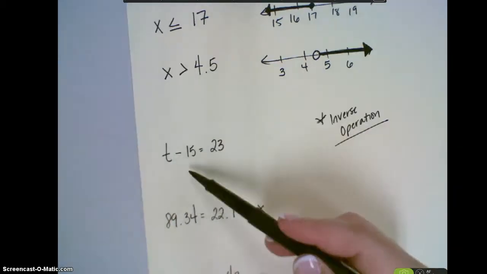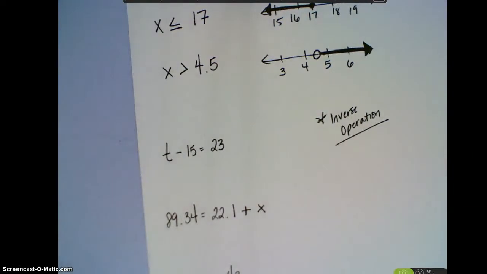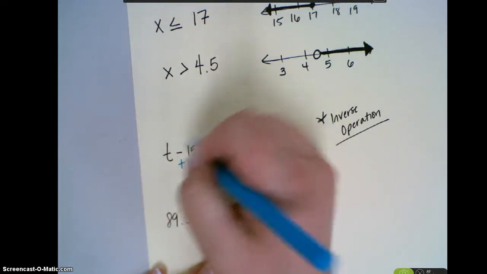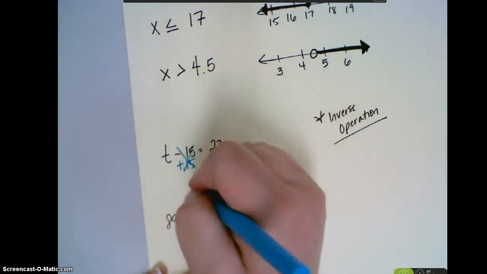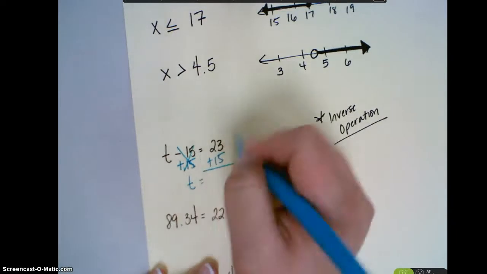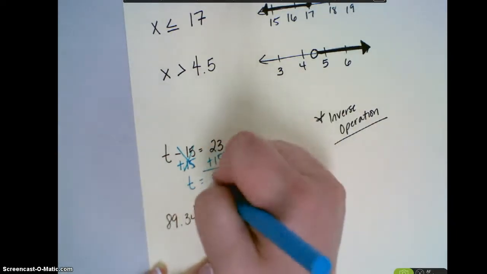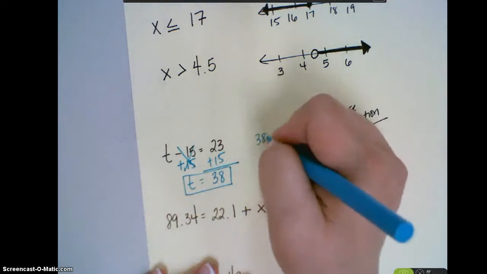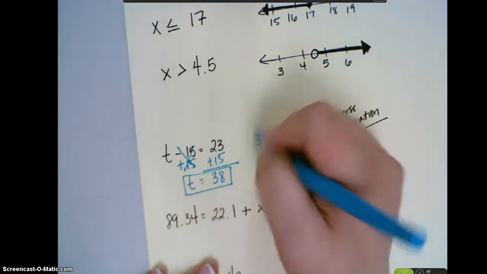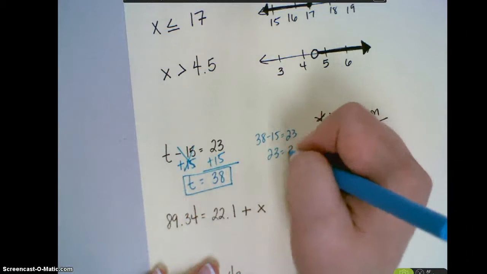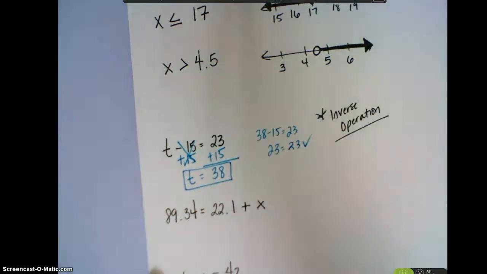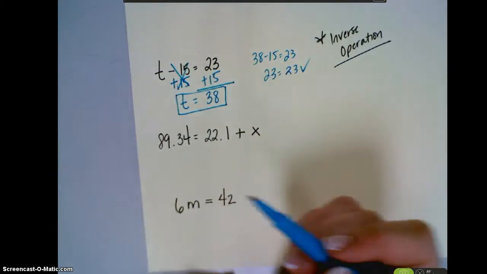To solve equations, we are going to do the inverse operation. So if I have t minus 15 equals 23, my inverse operation is going to be addition, and I'm going to add 15 to both sides. By doing this, this is going to cancel, and I'm just left with t. Then 23 plus 15 is 38, so t is going to be 38. To check that, I would say 38 minus 15 equals 23. 38 minus 15 is 23. 23 equals 23.